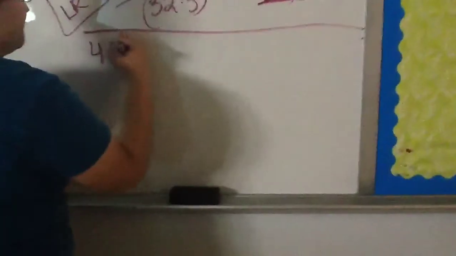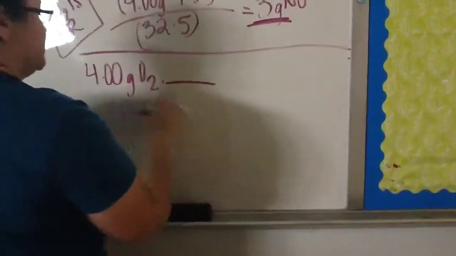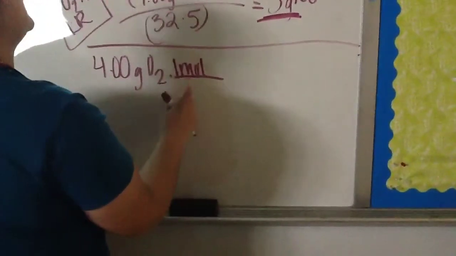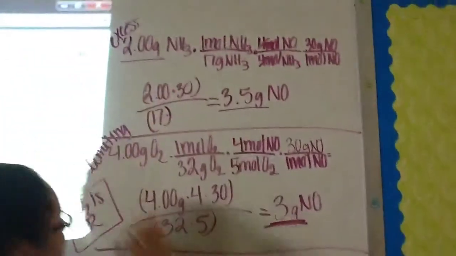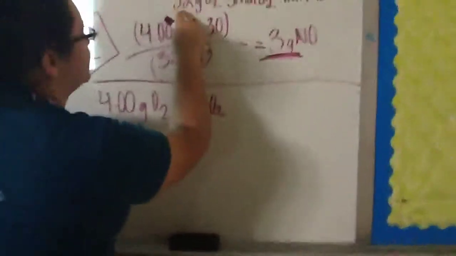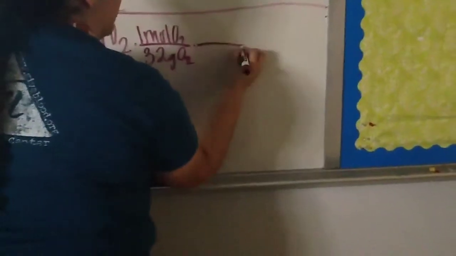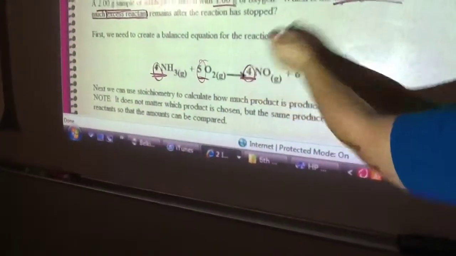So we're going to start off with the 4 grams of oxygen, and you convert that into moles. And we're basically going to be doing the same thing, except instead of converting it into nitrogen monoxide, you can convert it into ammonia. So 1 mole of O2 is equal to 32 grams. And then you do stoichiometry, so it's 4 moles of ammonia and 5 moles of O2.